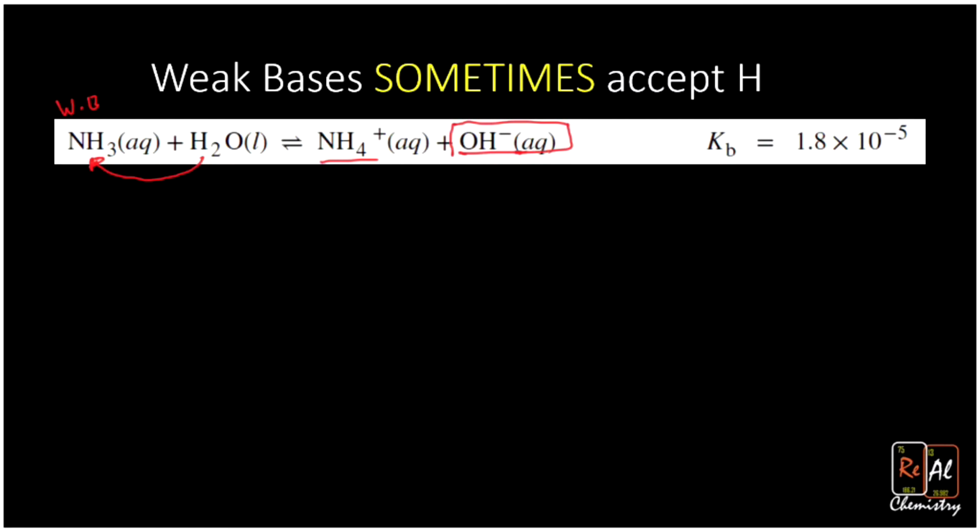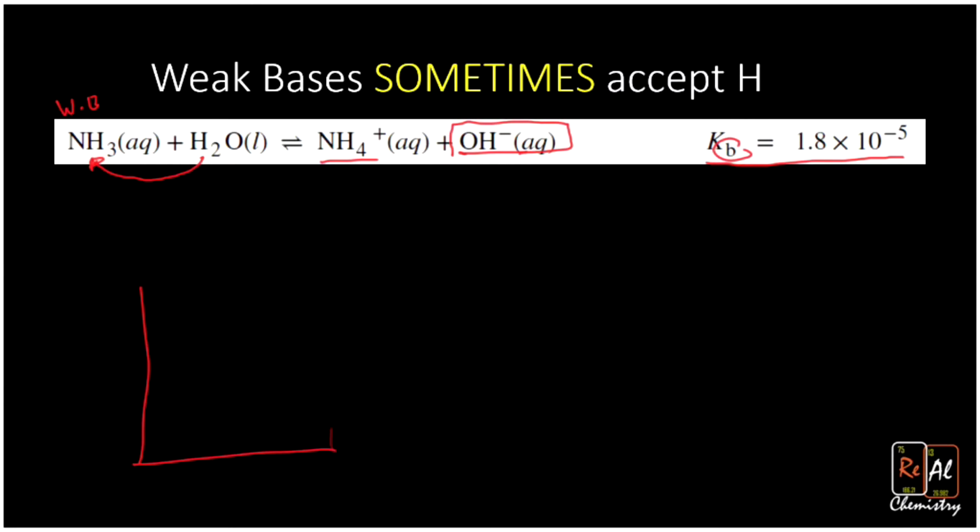Now notice it has an equilibrium constant over here, Kb. The B stands for base, and it's very small, 10 to the minus 5. That means most of our ammonia remains on the reactant side over here, and we just produce a little bit of OH minus. Let's take a look at what that looks like in solution compared to a strong base.